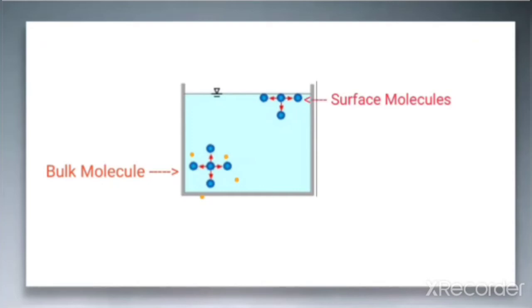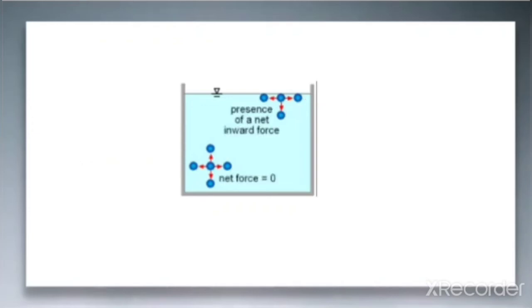So that means the molecule which is in the bulk is equally attracted from all the sides. But in the case of surface, there will be only a net inward force. That means when you consider the bulk molecule, it is equally attracted from all directions, that is, it is equally attracted by molecules on all sides. Therefore, the net pull on this molecule is equal to 0 because it is equally attracted by the molecules from all sides.